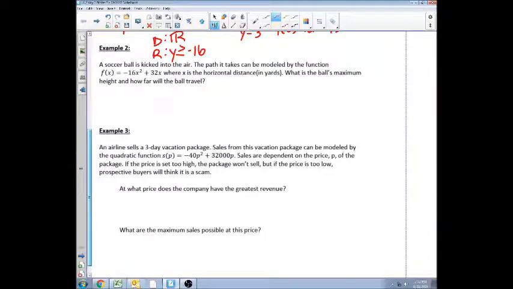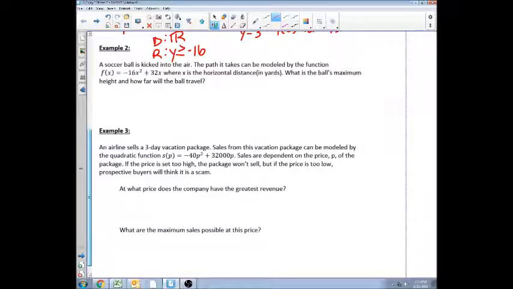Example number 2, we need to figure out a soccer ball is kicked into the air. The path it takes can be modeled by the function f of x is equal to negative 16x squared plus 32x, where x is the horizontal distance in yards. What is the ball's maximum height and how far will the ball travel?